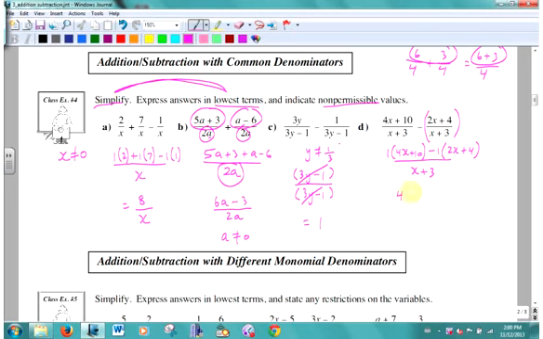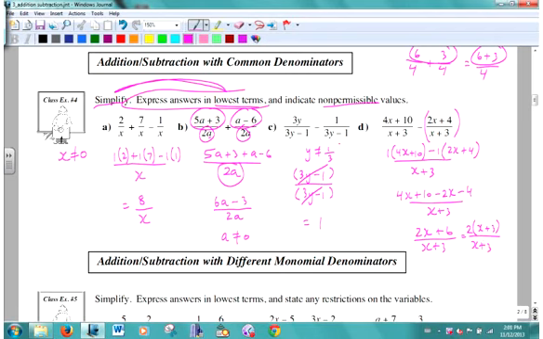So I got 4x and 10 minus 2x minus 4 all over x plus 3. So 4x take away 2x is 2x. 10 take away 4 is 6 over x plus 3. Am I done? Oh, what can I do? I could take a 2 out of the top, couldn't I? All over x plus 3.